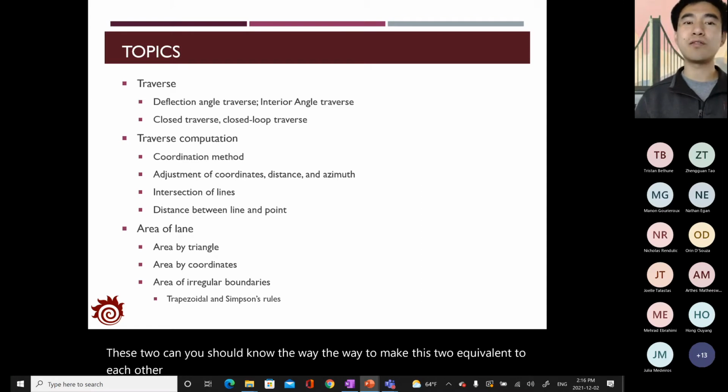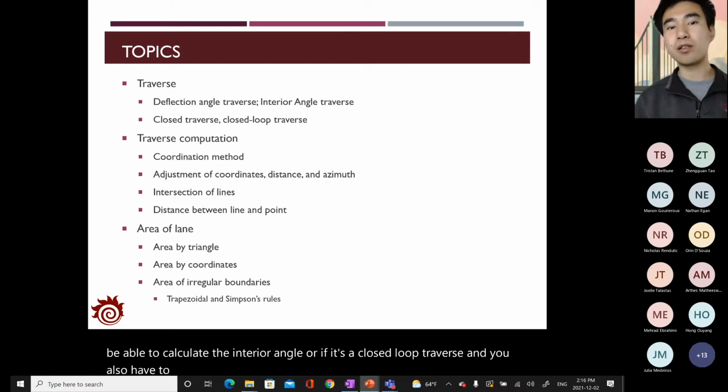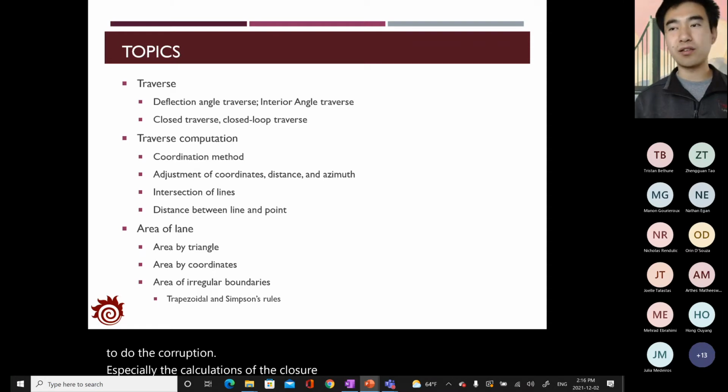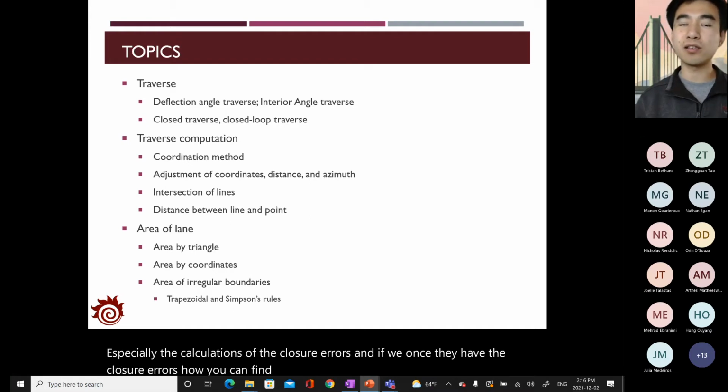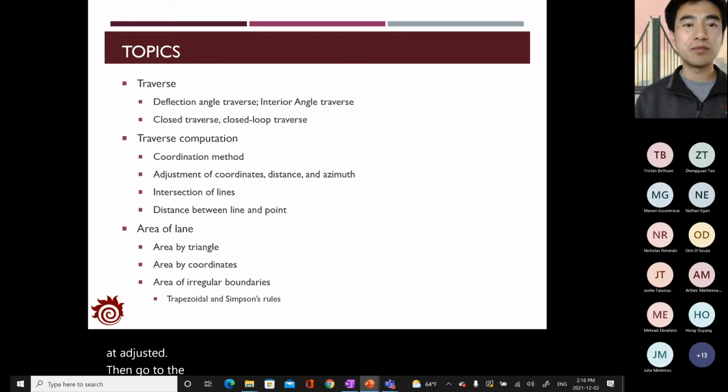If you are provided with the deflection angle traverse, you should also be able to calculate the interior angle if it's in a closed loop traverse. And you also have to know the closed traverse and the closed loop traverse and understand how to do the correction, especially the calculations of the closure errors. And once you have the closure errors, how you can find out the adjusted azimuths, adjusted interior angles, adjusted angle to the right, the bearing, and so on.